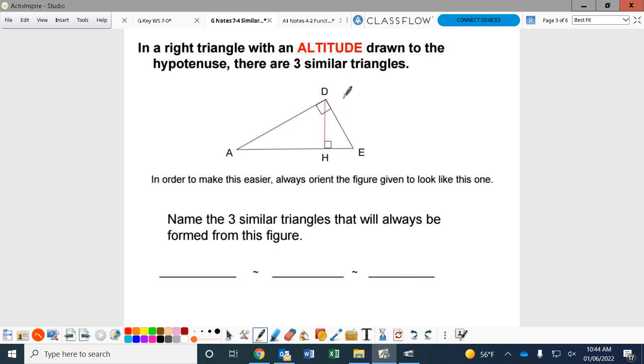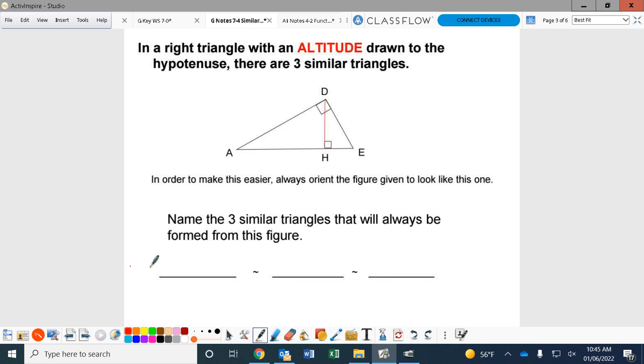Once you do that, it's going to have an altitude in it. That altitude, which, remember, an altitude starts at one of the vertexes and goes to the opposite side at a right angle. That line is going to create two more triangles. Do you see the small triangle on the right and the medium-sized triangle on the left? All three of these triangles, the big one to start, the one on the left, and the one on the right, are all similar to each other, meaning they have all the same angles. They're not the same size, but they're proportional to each other. We're going to need to name them.